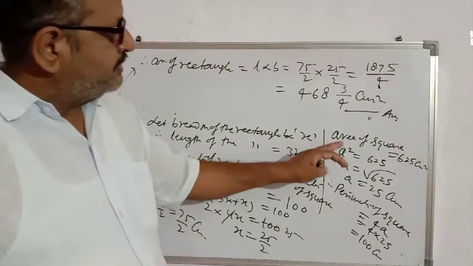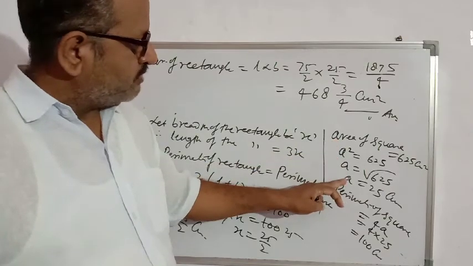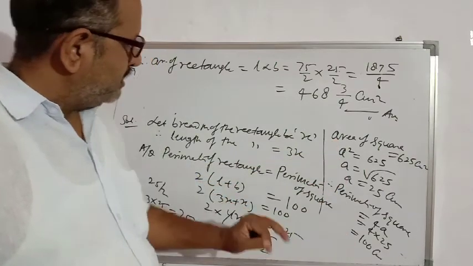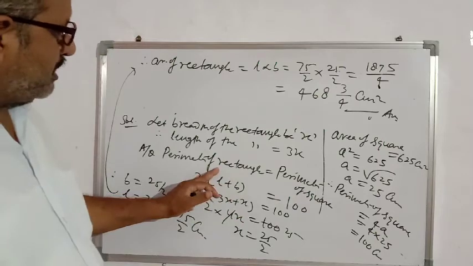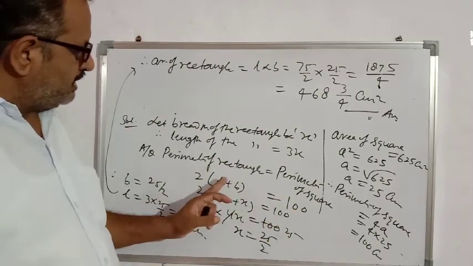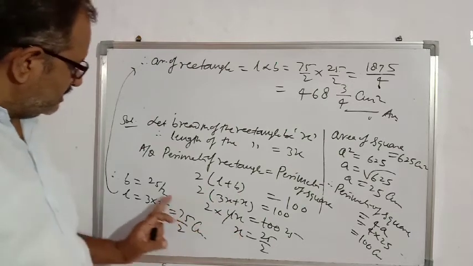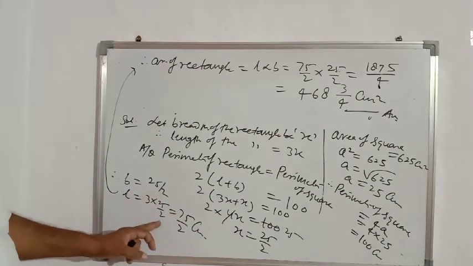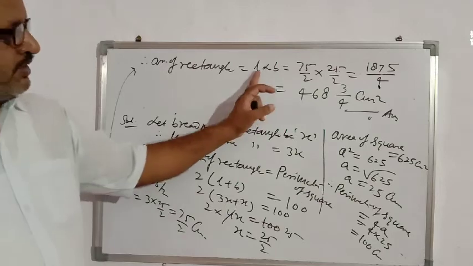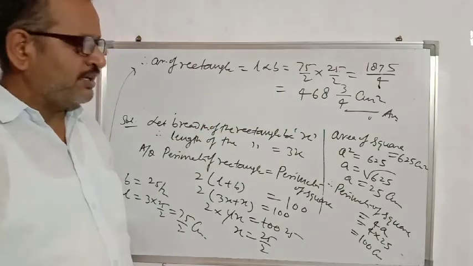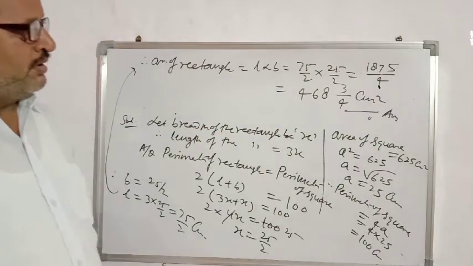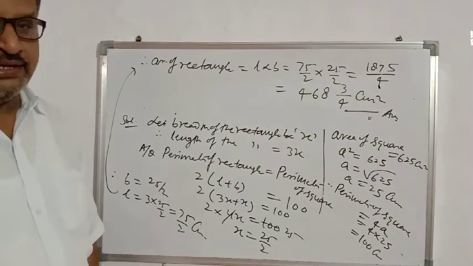So firstly find one side of the square, then find the perimeter of the square. Perimeter of square and perimeter of rectangle both are equal. Length is 3x, breadth is x. Put here, find the value of x. X means breadth, 3x means length. After finding length and breadth, we can use the area of rectangle formula. Now we will take one question from the triangle.